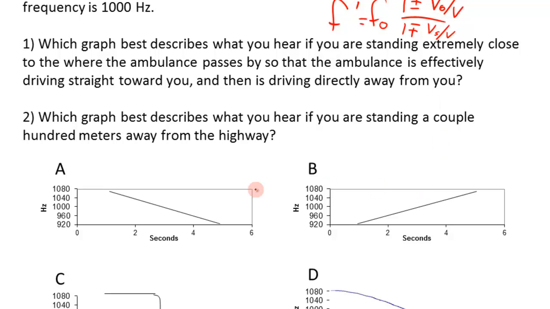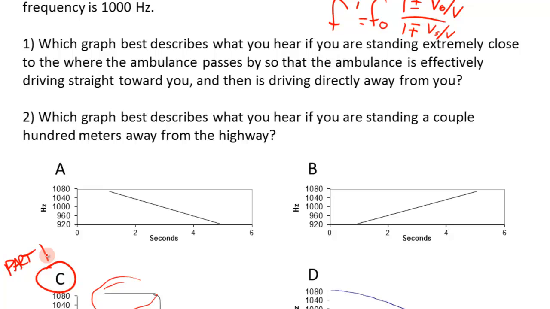So as long as the thing is going directly toward you or directly away from you, you're going to have a Doppler shift that is just a constant frequency. So it's going to look like this piece when it's coming towards you, because it's going to be a higher frequency when it's coming towards you, and like this when it's coming away from you. So for part 1, this is going to be the correct answer.